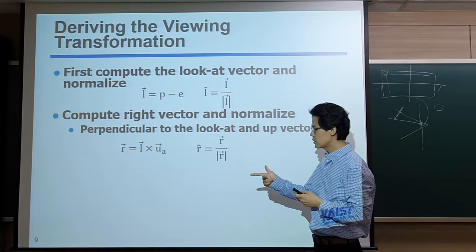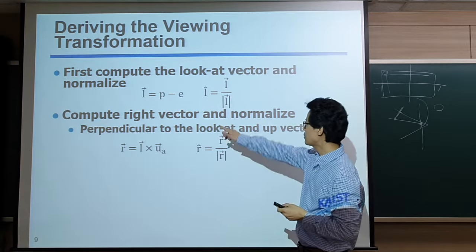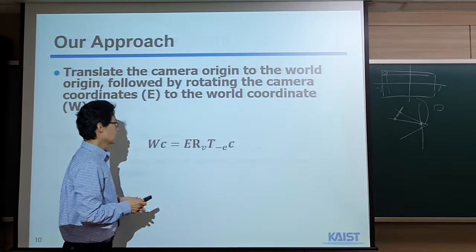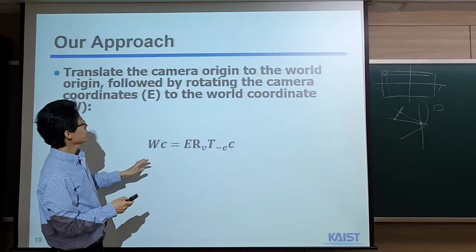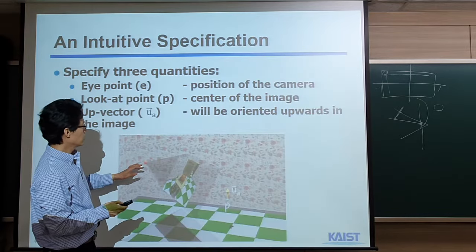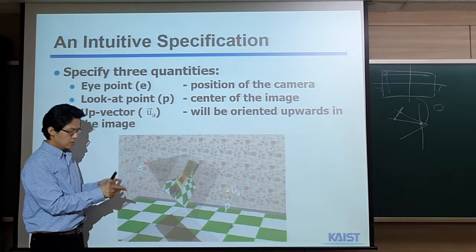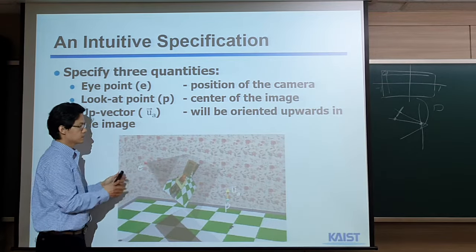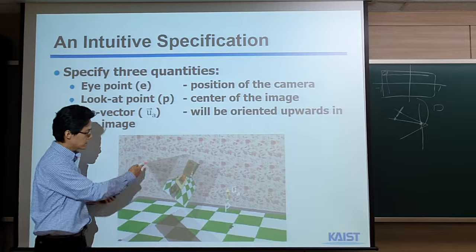Also, I compute this right vector here. The right vector is basically, I define here, this is my look at vector, and this is my right vector, something like that. So it's heading in that direction.